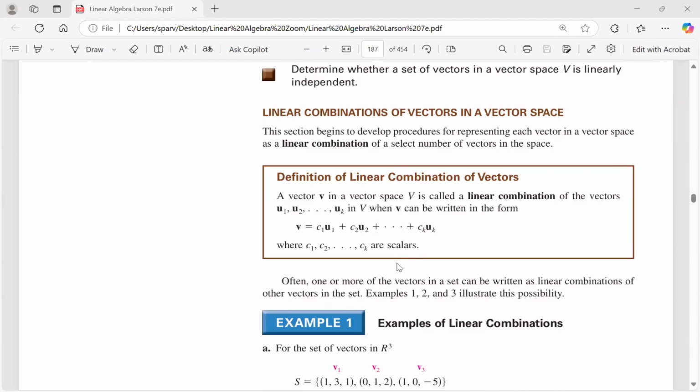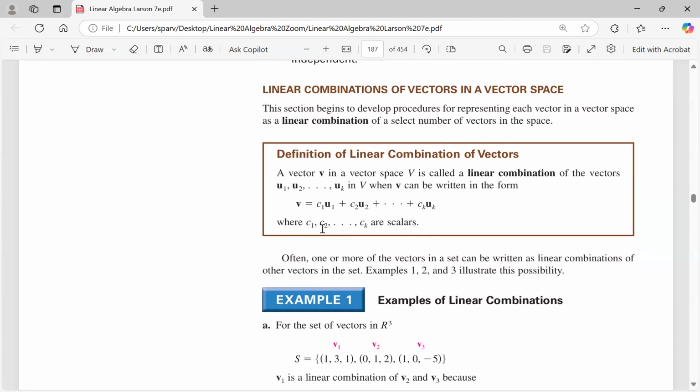So first, we talked about what we mean by linear combination of vectors in a vector space. So for instance, let's say we have a finite number of vectors. These are u's, u1, u2, and u sub k. And the linear combination is simply the sum of those, and we are allowing for c to be a coefficient scalar multiple of each of those. So we have a scalar multiple of individual vectors and their sum. And that's what the linear combination is.